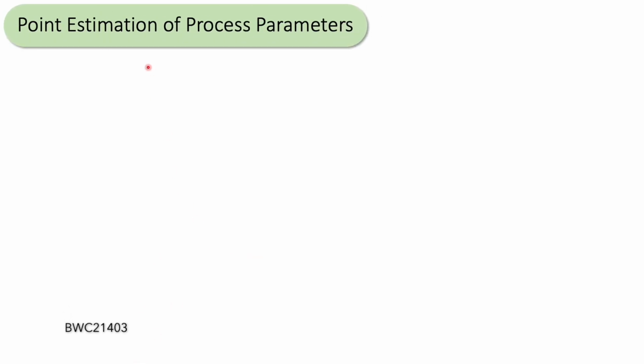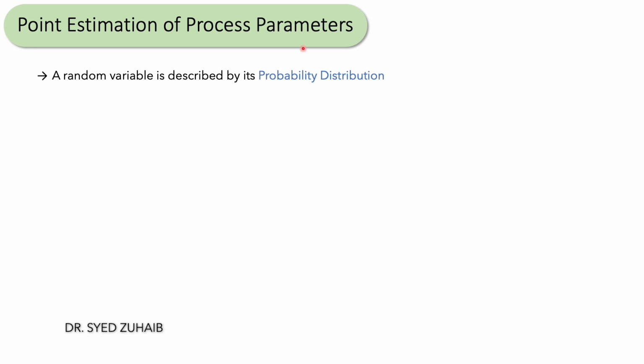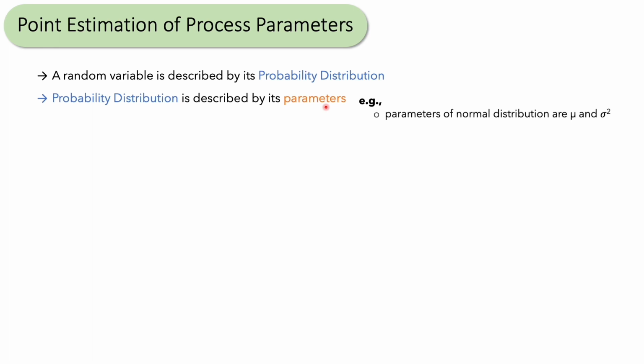Okay students, point estimation of process parameters, or we can simply call this topic estimation of parameters. Now you know that a random variable is described by its probability distribution, and the probability distribution is actually described by its parameters. For example, the parameters of normal distribution are mu and sigma square. Mu is mean and sigma square is variance.